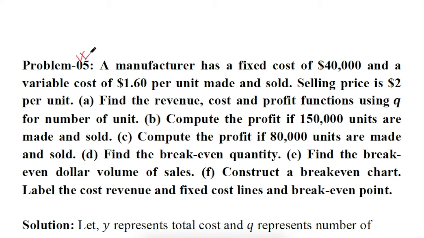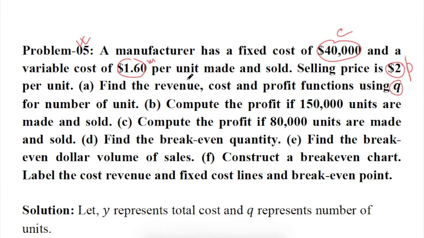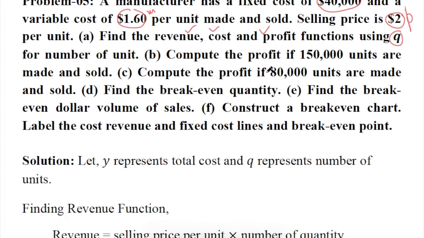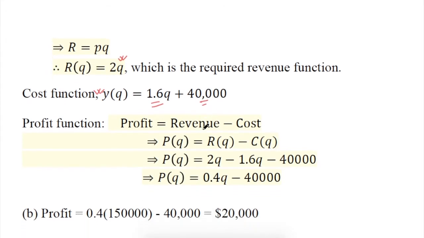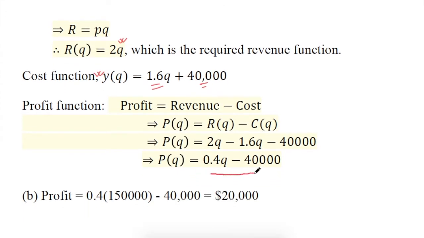And the last problem in this part will be this one, and this one is also the same kind of problem. You see this is your C and this is your M, this is your small p, and you need to use Q for the number of units. So the revenue, cost and profit functions will be this one. The revenue function will be this function because the price per unit is 2, and the cost function will be this one because this is your M and this is the fixed cost.